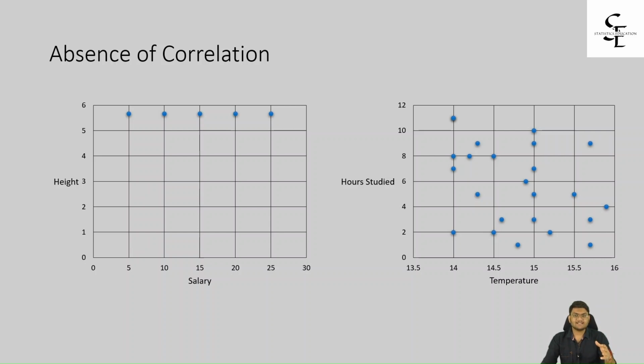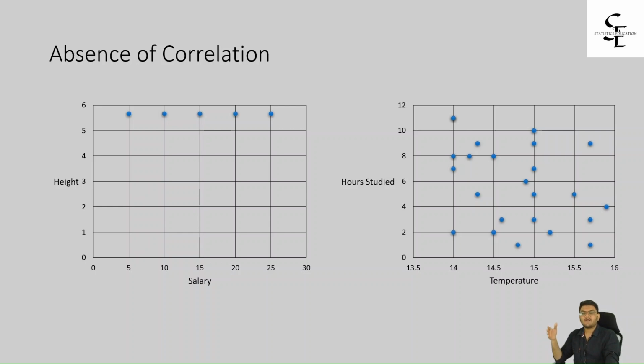Now let's understand this with the help of these two examples. Here on the first graph, we have salary on the x-axis and height on the y-axis. Here a person's height is 5 foot 5 inches and his salary is 5 lakh per annum. Now if his salary is increased from 5 lakh to 10 lakh, his height will remain 5 foot 5 inches. Even if his salary is increased up to 25 lakh, his height will remain unchanged. Thus, the line will be parallel to x-axis.